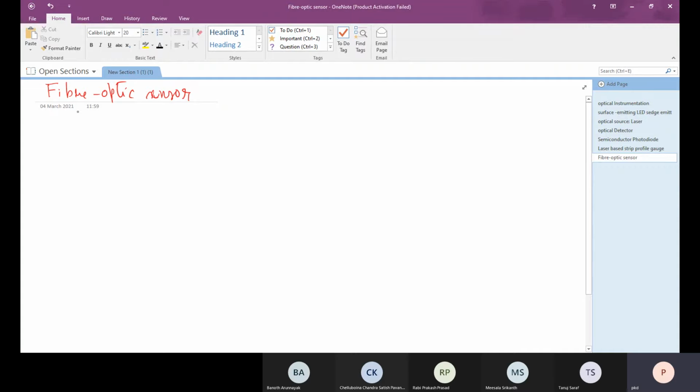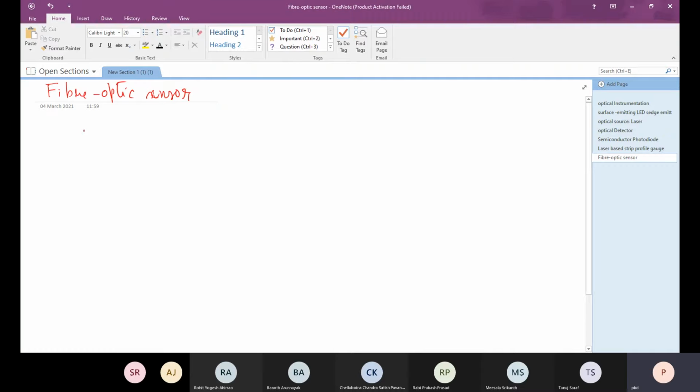So today we shall start our discussion on fiber optic sensors. In the last two classes we discussed laser-based sensors, some of the industrial applications. Now, fiber optic sensors have industrial, scientific and home applications as well. There are various kinds of fiber optic sensors.